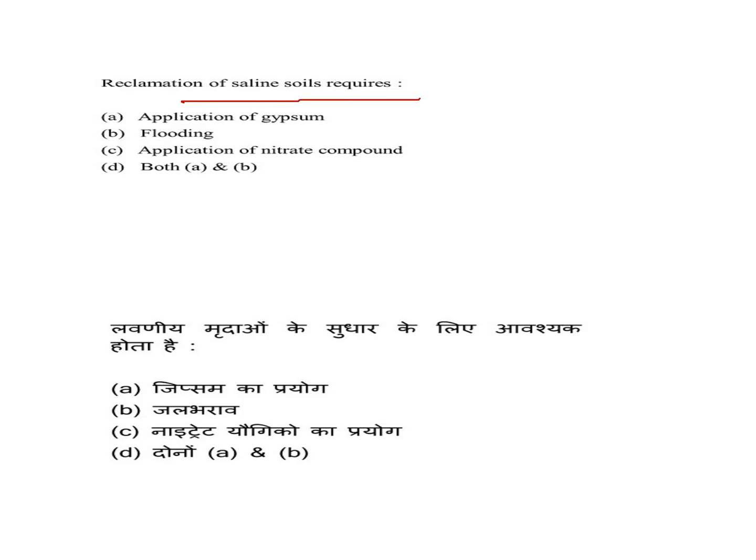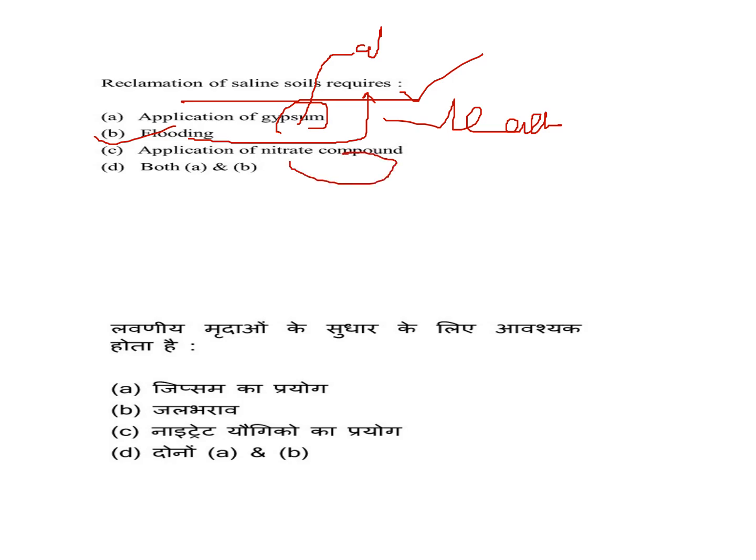Reclamation of saline soils requires? The answer is flooding. Flooding is used for reclamation of saline soils. Along with flooding, leaching is also used. Whereas application of gypsum is especially for alkaline soils or sodic soils. Nitrate compounds intensify the salinity, so they are not required in case of reclamation of saline soils. For reclamation of saline soils, the answer is flooding and leaching.